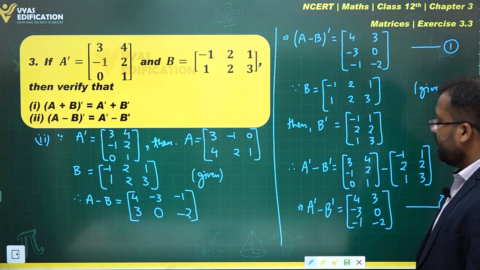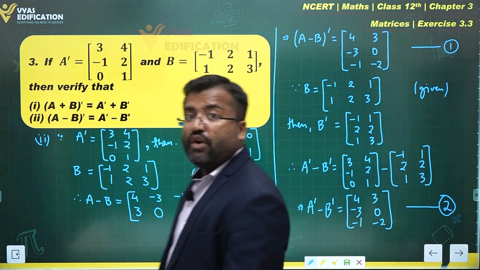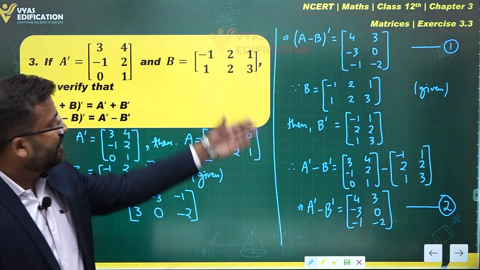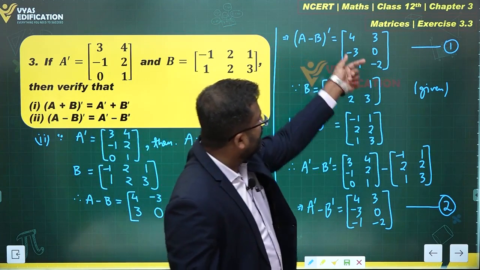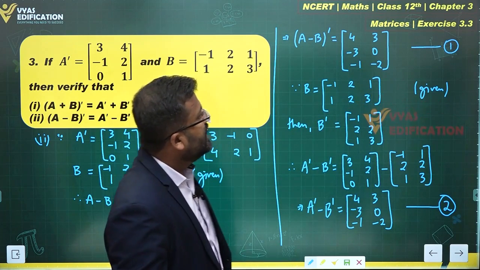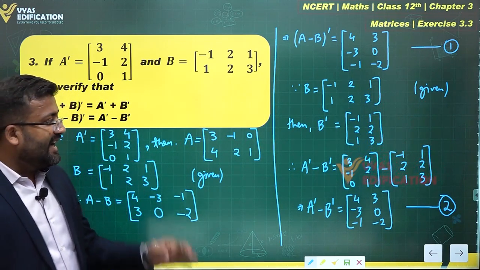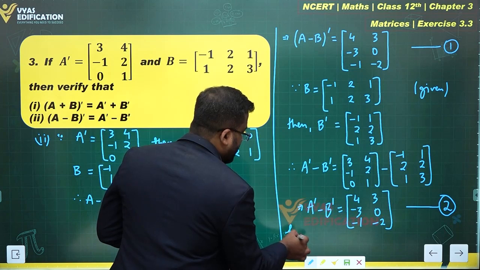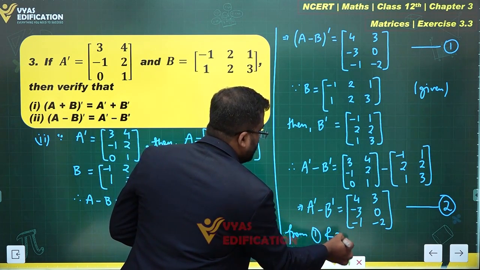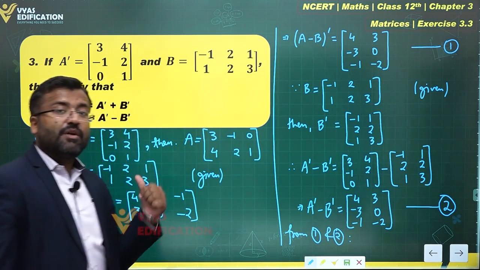This is second statement. Now let's take a look at the matrices obtained at the end of first and the end of second. What do we have? This is 4, 3, minus 3, 0 and minus 1, minus 2. These are exactly same, and yes, from 1 and 2, we can say that this property has been verified.